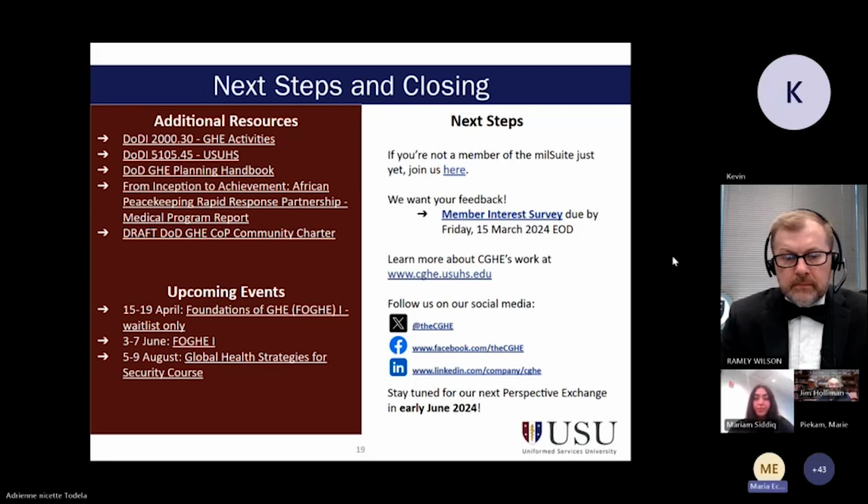And lastly, we have the Global Health Strategies for Security course, which is taking place from August 5th to 9th, and it delves into the strategic landscape of DoD GHE and explores various aspects of the broader U.S. government involvement in global health.